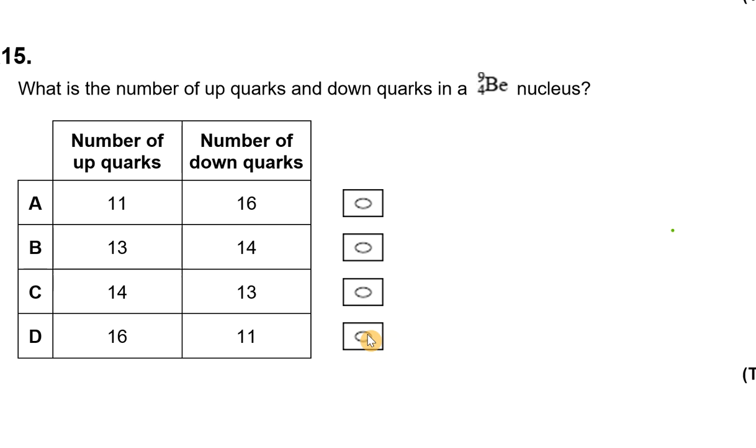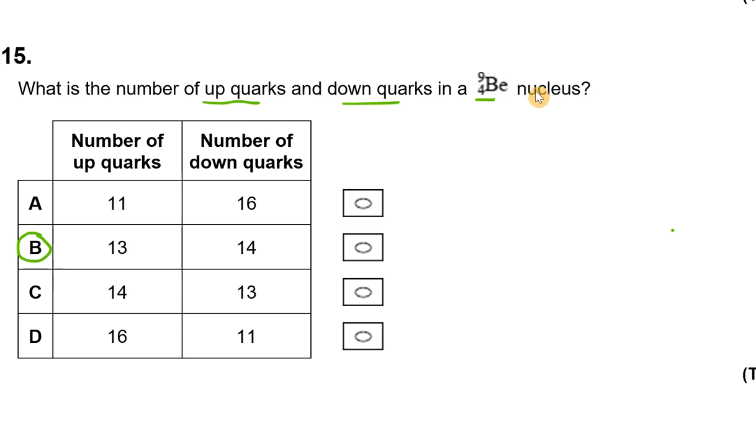Hello, here's another AQA A-level physics question on the particles topic. If you want to answer the question yourself, pause the video now. If you got the answer B, well done. So, what is the number of up quarks and down quarks in a beryllium-9 nucleus?